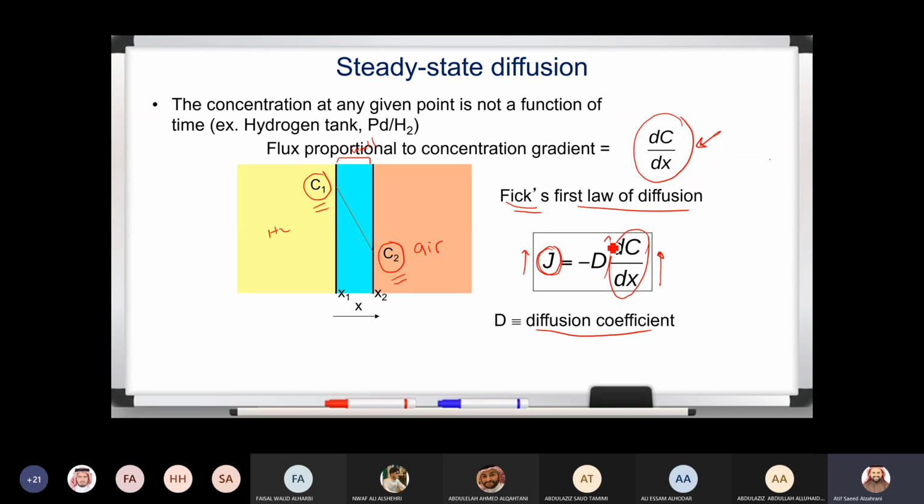If you increase the diffusion coefficient, you will end up with a higher J. So this is Fick's first law, a very important rule: J equals minus D, the diffusion coefficient, times dC over dX. The diffusion coefficient is material dependent. We're going to look at it in detail in the next class. If the slope is linear, we can of course simplify it to delta C over delta X.